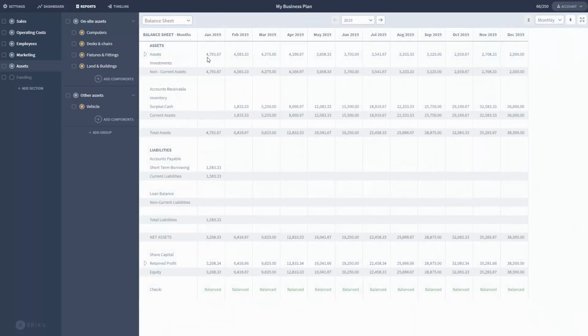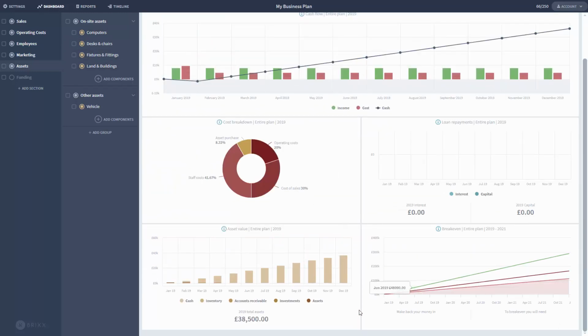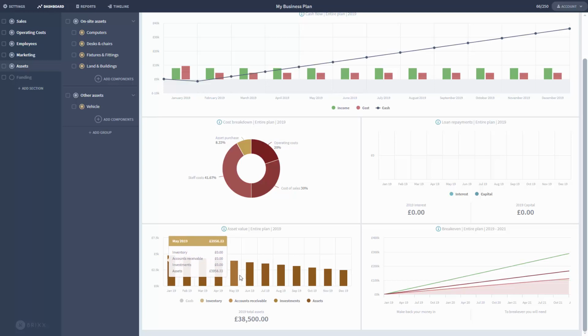But now I've got some depreciation. You can see the value dropping over time. And if we look at the dashboard, you can see that again. If I just remove cash, you can see it more clearly. There we go. So you can see that value dropping over time.